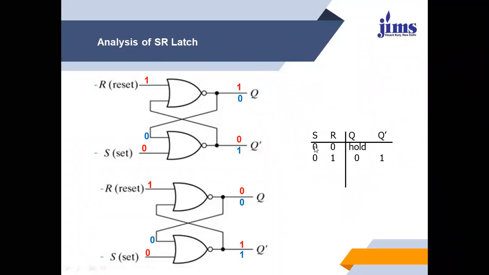Whenever SR is 0, 0, then the output is hold. Whenever SR equals 0, 1, that is S equals 0 and R equals 1, output is reset. We have considered both cases. In the first case, the previous output was 1. In another case, the previous output was 0. But whenever R equals 1 and S equals 0, the output will be 0.